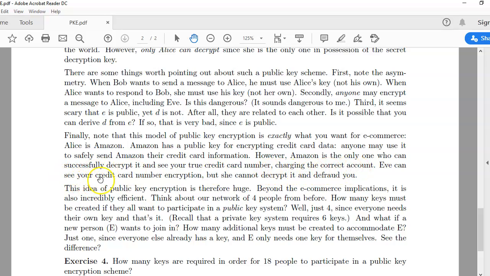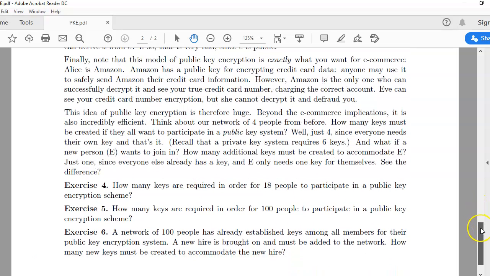Right? Eve can see the encryption happen. She can see your credit card number encrypted, but she cannot decrypt it and defraud you because only Amazon possesses the decryption key. So this allows anyone in the world to participate in e-commerce with Amazon, and that's good, and do so safely. That's good, right?